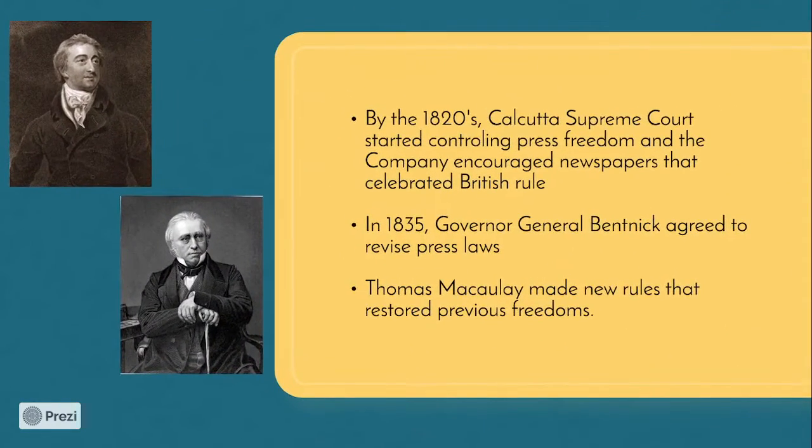It is in the 1820s that the Calcutta Supreme Court passed certain regulations to control press freedom, and the company began to encourage papers that celebrated British rule. The first picture portrays Governor General Bentinck, and in 1835, Governor General Bentinck was faced with petitions by editors and vernacular newspapers. At last, the governor agreed to revise press laws. In the second picture, you see Thomas Macaulay, a liberal colonial official who made new rules that restored previous freedoms.